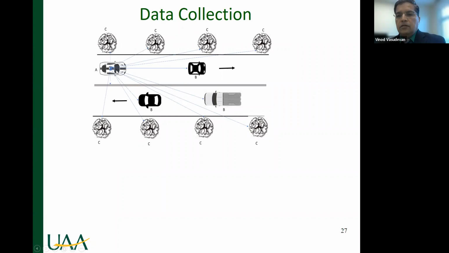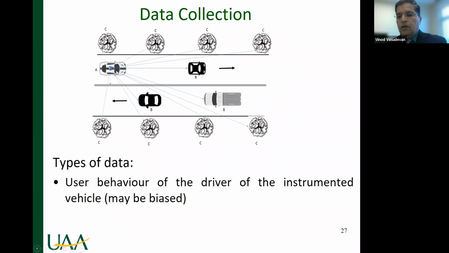If there's a pedestrian, they can detect that too. So when you collect data, there are two types of data that we can get. First is the user behavior of the driver of the instrumented vehicle. Let's say we have a driver there, and whatever he does based on a certain scenario. Let's say when he sees a vehicle in front of him, what does he do? Does he decelerate immediately, or does he go closer, etc.?